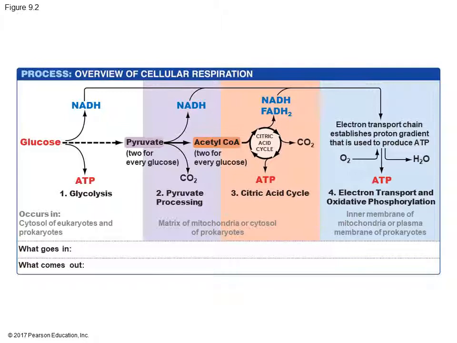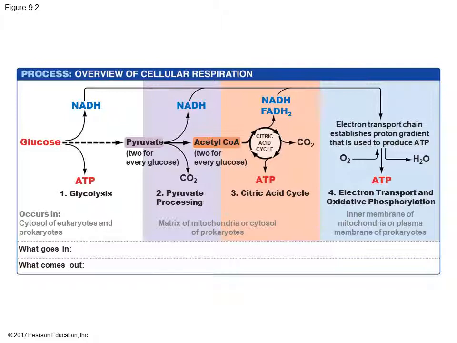Step 3 also happens in the mitochondria, the matrix of the mitochondria, and that's the citric acid cycle. So what goes in? Well, acetyl-CoA goes in, and what comes out? 2 electron carriers, NADH and FADH2, CO2, and ATP.